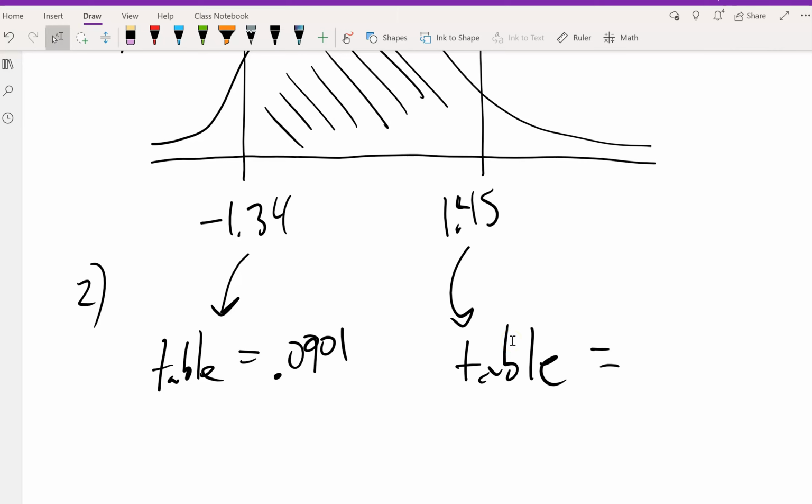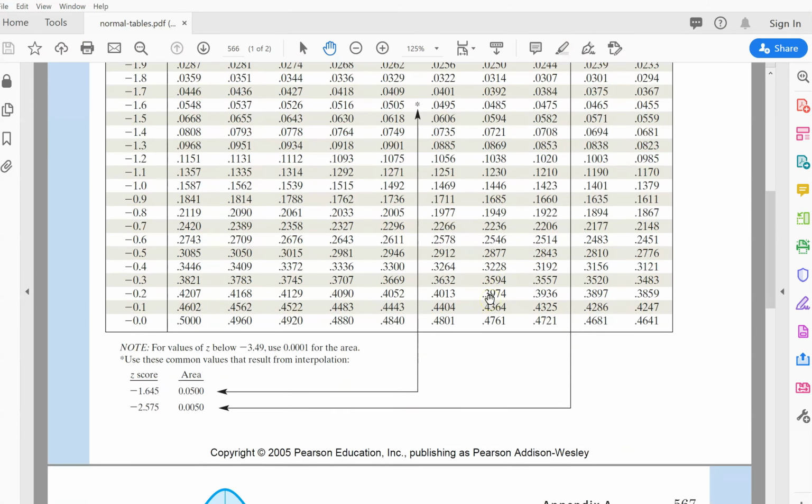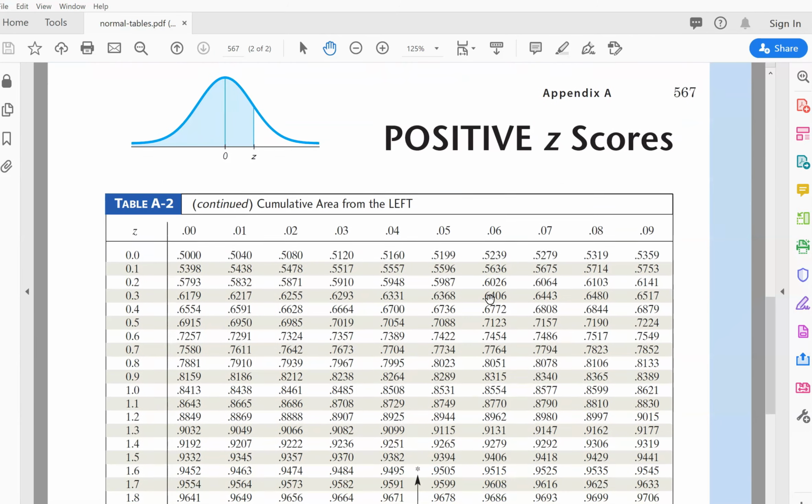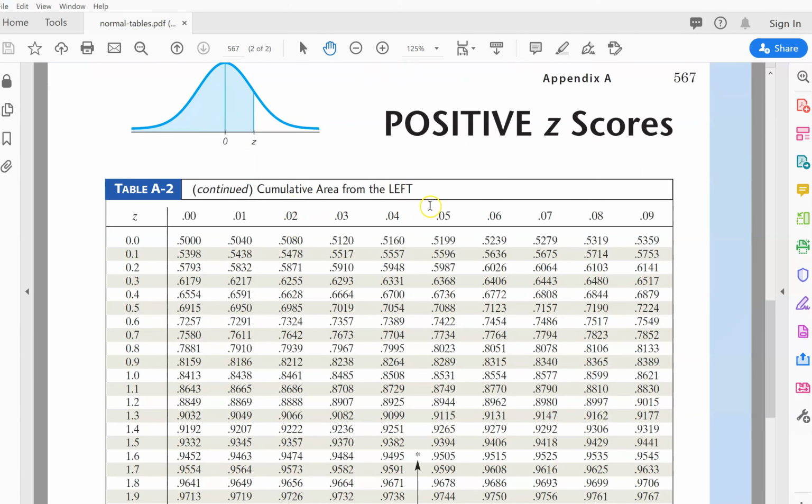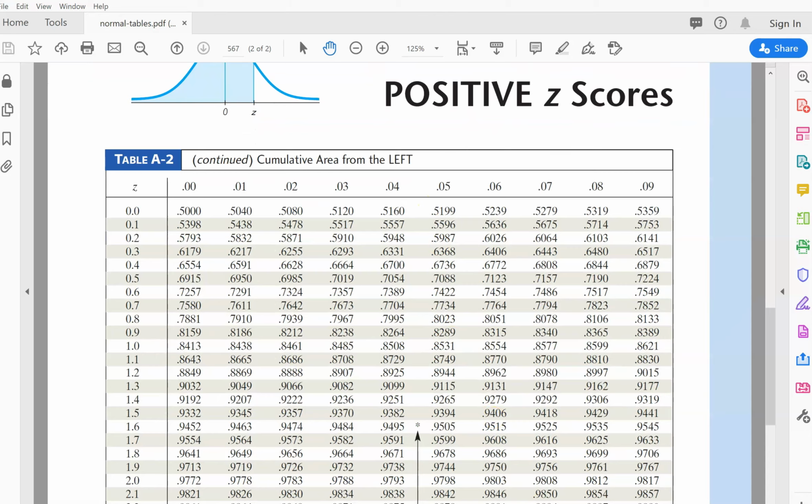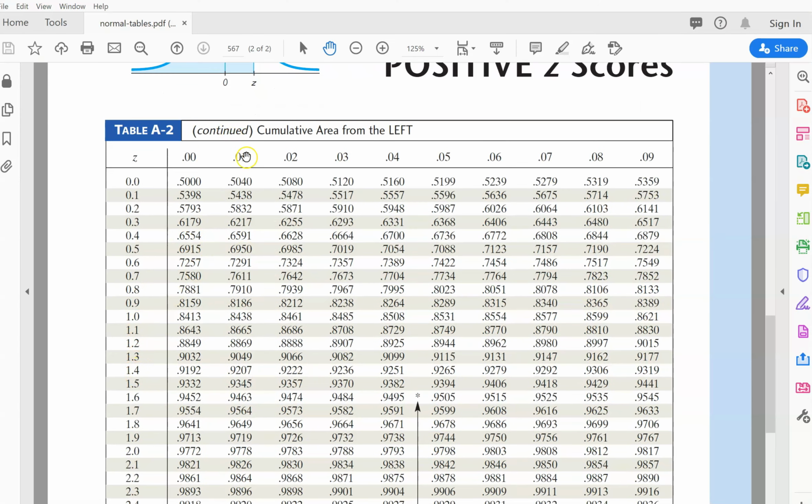0.0901 in the table. Vice versa, if I look up in the standard normal table, which you can download anywhere, just make sure it says area to the left. That's very important. What was my number I'm looking up again? 1.45. 1.4, go across to the column of 5. 1.45 lines up at 0.9265.